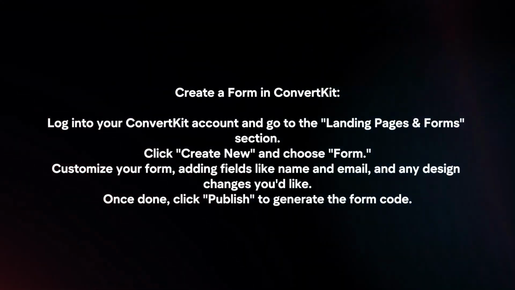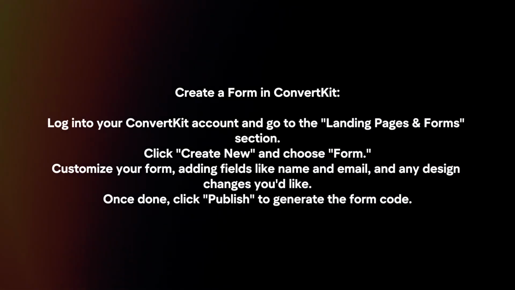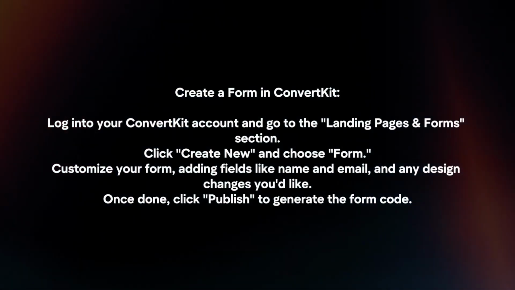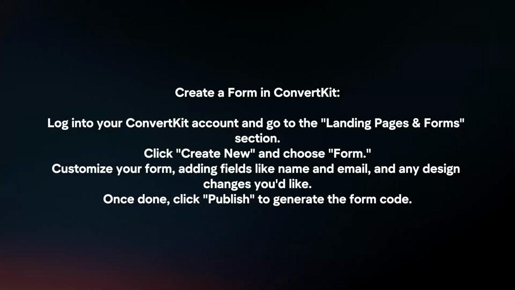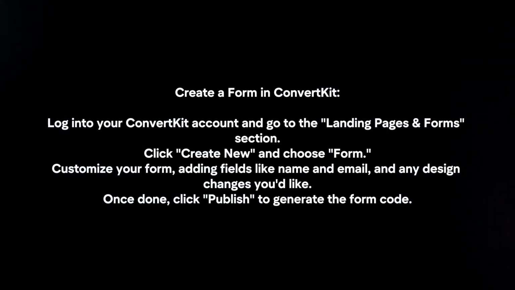Log into your ConvertKit account and go to the landing pages and forms section. Click Create New and choose Form. Customize your form, adding fields like name and email, and any design changes you would like. Once done, click Publish to generate the form code.